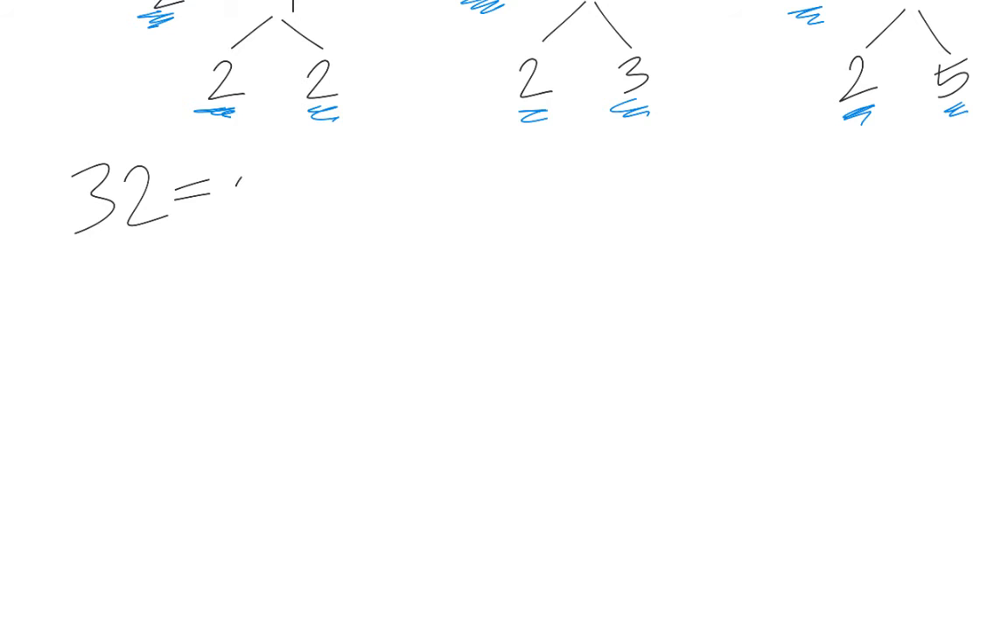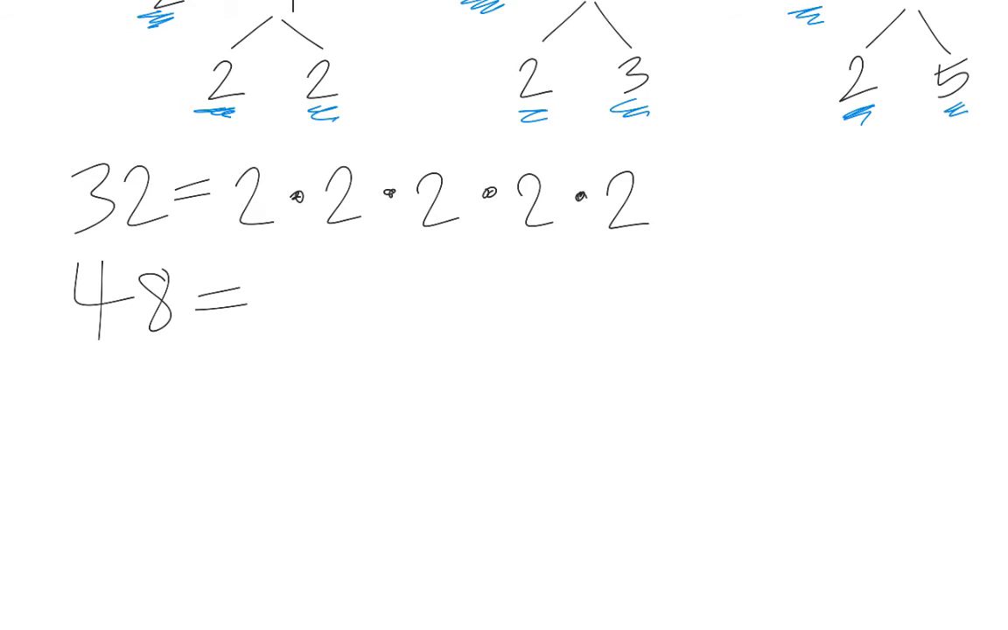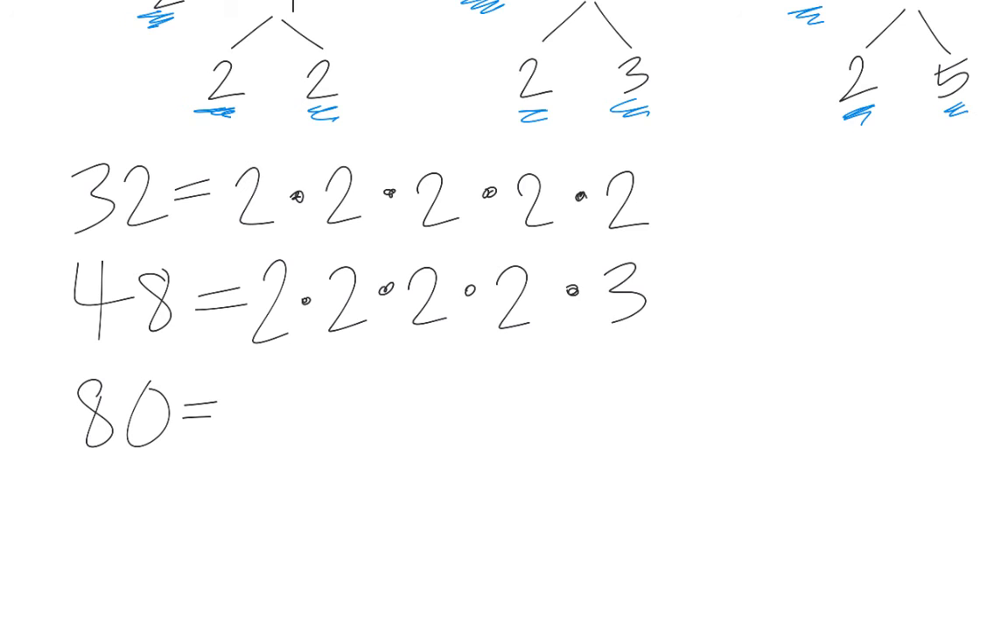32 is equal to 2 multiplied by 2 multiplied by 2 multiplied by 2 multiplied by 2. 48 is equal to 2 multiplied by 2 multiplied by 2 multiplied by 2 multiplied by 3. And 80 is equal to 2 multiplied by 2 multiplied by 2 multiplied by 2 multiplied by 5. We're now going to look for common numbers between these three lists of prime factors.